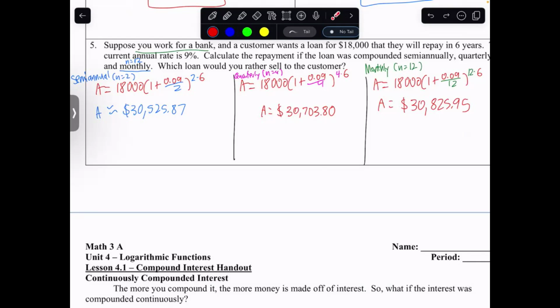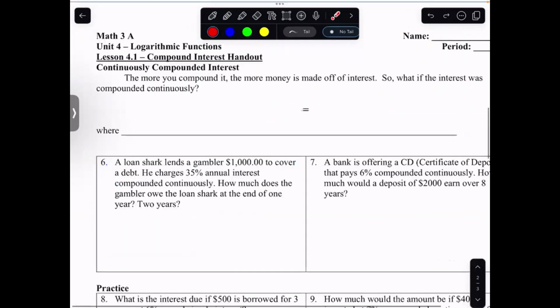Okay, so we're going to continue exploring this idea that the more often you compound, the higher the overall value. We're going to learn one last type of interest calculation. This is actually sort of a special case of compound interest, which we just went over. This last one is called continuously compounded interest.